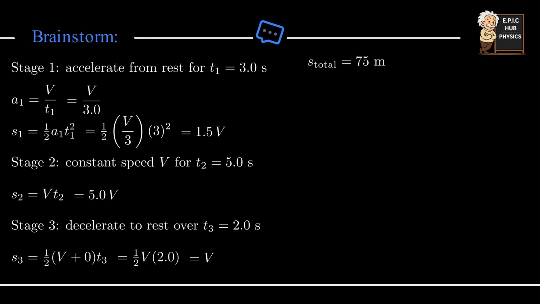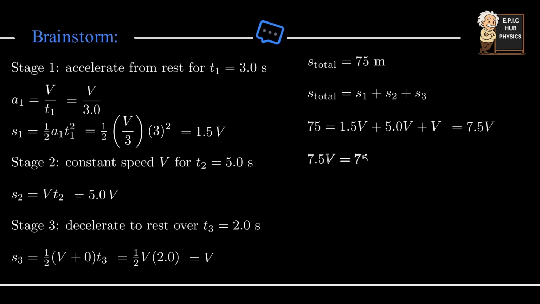The total distance covered is 75 meters. This is equal to the sum of the distances from all three stages. So 75 equals 1.5 v plus 5.0 v plus v. This gives 7.5 v. So 7.5 v equals 75. Solving for v equals 75 divided by 7.5. Therefore, v equals 10 meters per second. So the top speed reached by the object is 10 meters per second. This is our final answer.